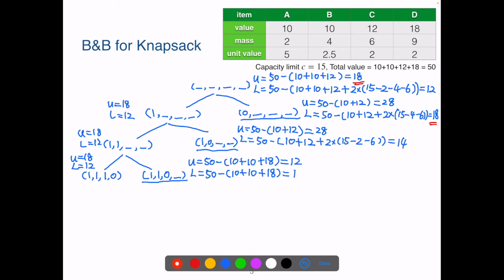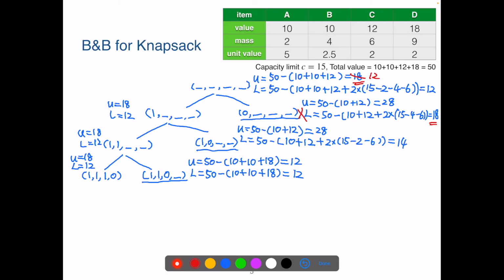So that'll give us a lower bound of 12 as well. Now let's check the bounds. This solution will allow us to update the global upper bound. Now we can actually have a 12 as the global upper bound, and this will allow us to eliminate some of the partial solutions because its lower bound 18 is greater than the global upper bound 12.